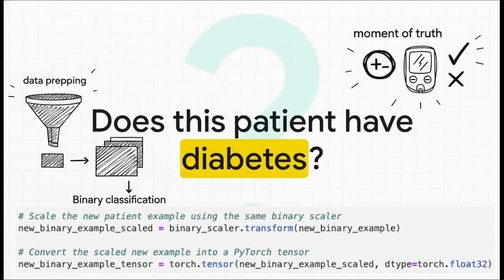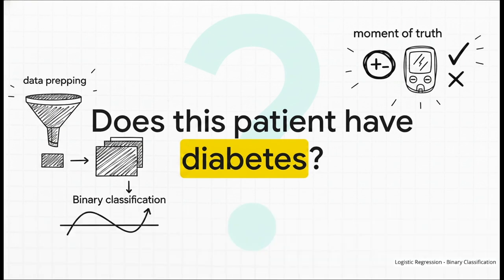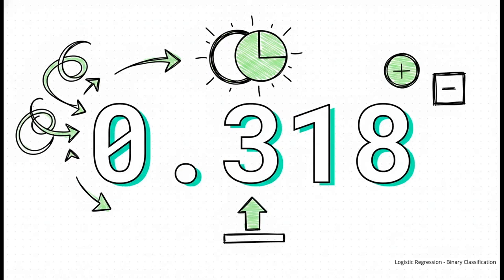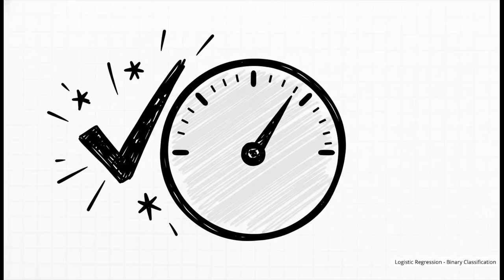The data is perfectly prepped. We feed these scaled tensor vitals through our binary model, calculate the raw logit, and run it through torch.sigmoid. So, moment of truth here. Does this new patient have diabetes? The math resolves, and the model gives us a predicted probability of 0.318 for class 1. Remember our simple classification rule? Because 0.318 is strictly below our 0.5 threshold, the patient is classified as a 0. The model predicts no diabetes. And just like that, we've executed a fully successful end-to-end machine learning pipeline.